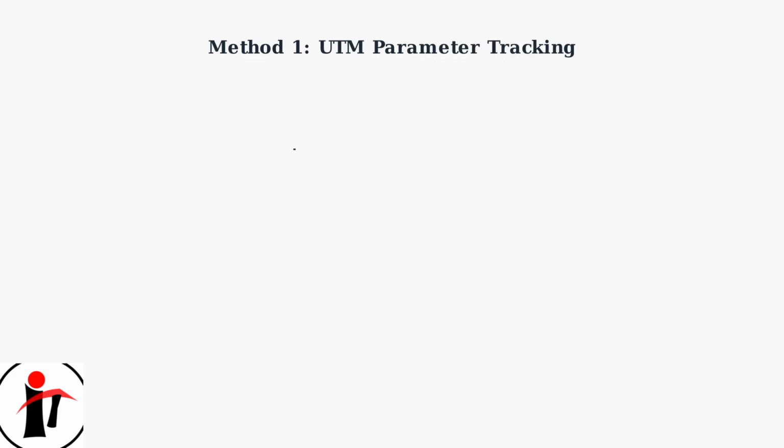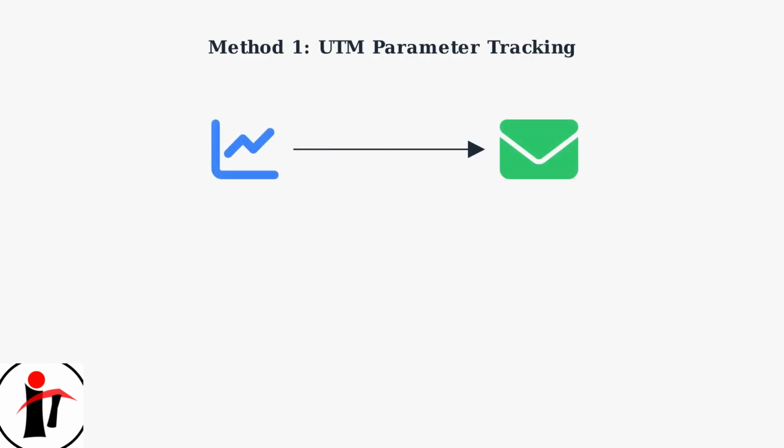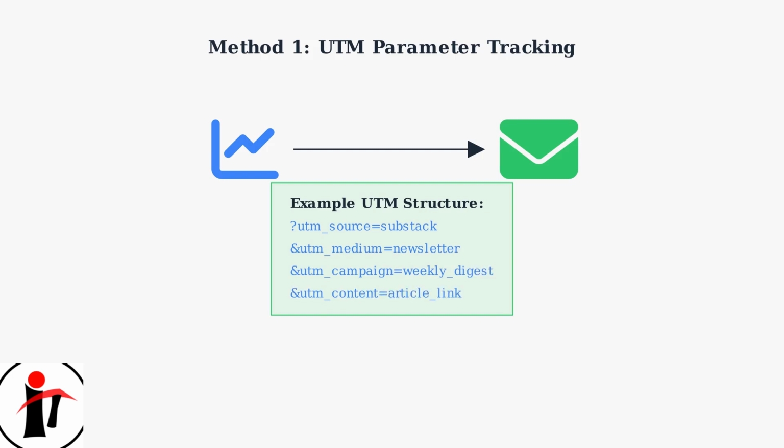The first practical method for connecting GA4 to Substack is implementing consistent UTM tracking for all your shared content. This allows you to monitor traffic sources and understand how readers discover your newsletter. UTM parameters are tags you add to your URLs that help Google Analytics track where your traffic comes from. Here's an example of how to structure your UTM parameters for Substack content.